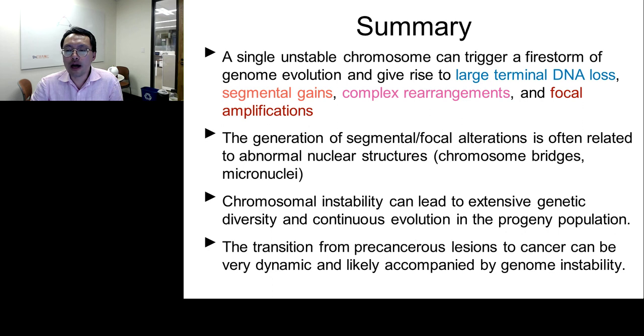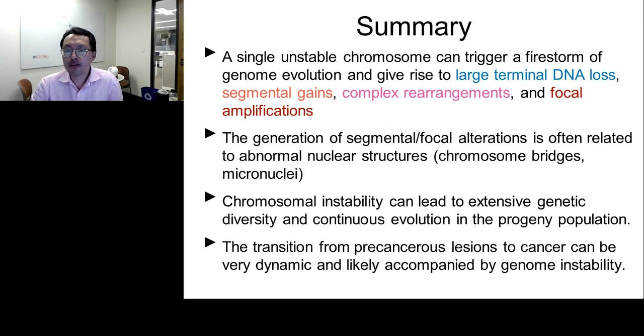One profound implication of this result is that chromosomal instability, even though it started off with one single unstable chromosome, can lead to extensive genetic diversity and continuous evolution in the progeny population. In fact, even when we sample as few as 20 to 30 cells that develop into a subclonal population, they often show extensive variation in the DNA copy number.